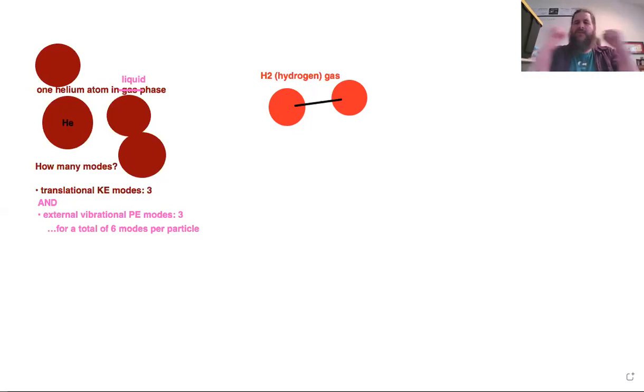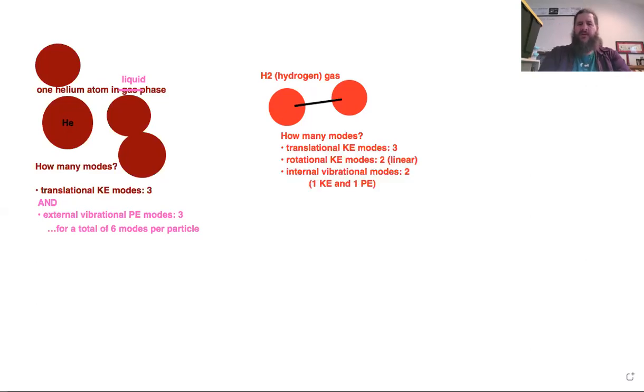However, along that one dimension, they could have kinetic and potential energy. So that actually counts as 2 modes. And we would call this internal vibrational modes. There's 2, of which one is kinetic and one is potential along that one dimension of bond. So in general, a diatomic molecule could have 2 internal vibrational modes, one kinetic and one potential. Any questions on that so far?